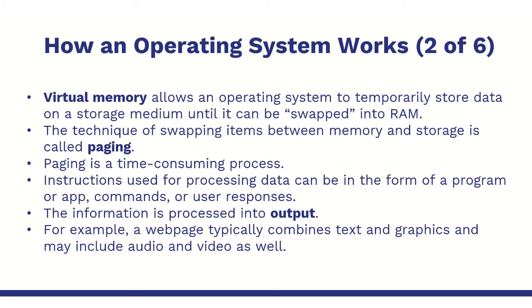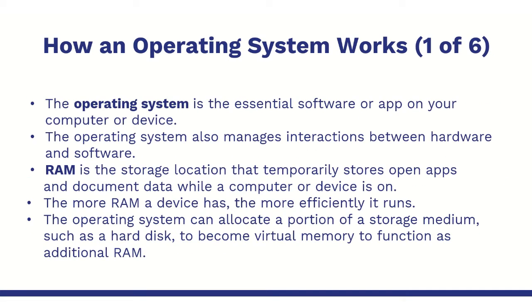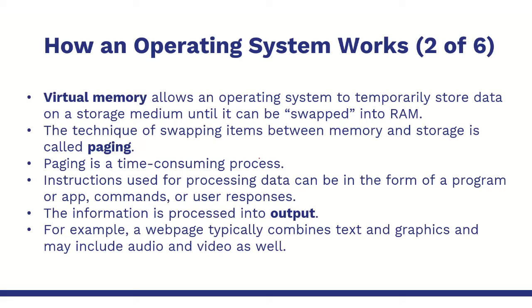When we talk about operating systems, there are important terminologies we have to familiarize ourselves with. One of the most important ones is virtual memory. It allows an operating system to temporarily store data on a storage medium until it can be swapped into RAM, random access memory. The technique of swapping items between memory and storage is called paging. Paging is a time-consuming process. It takes a lot of time.